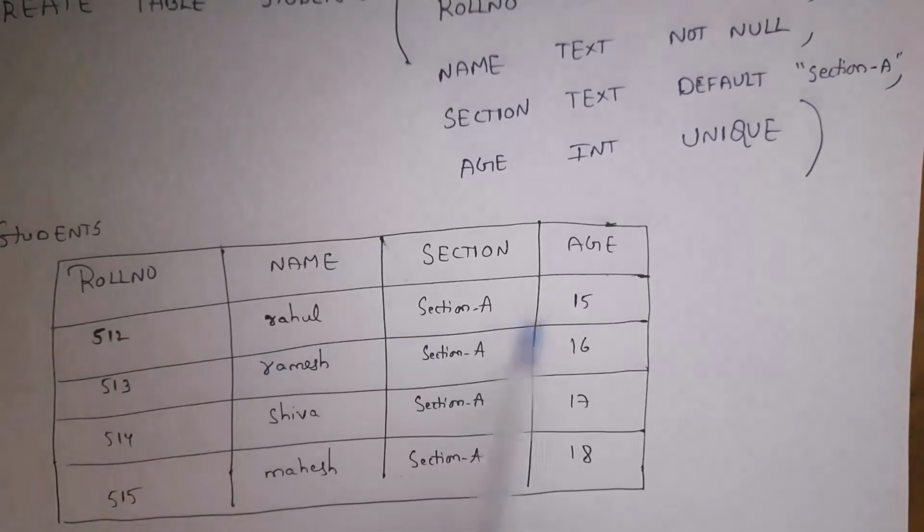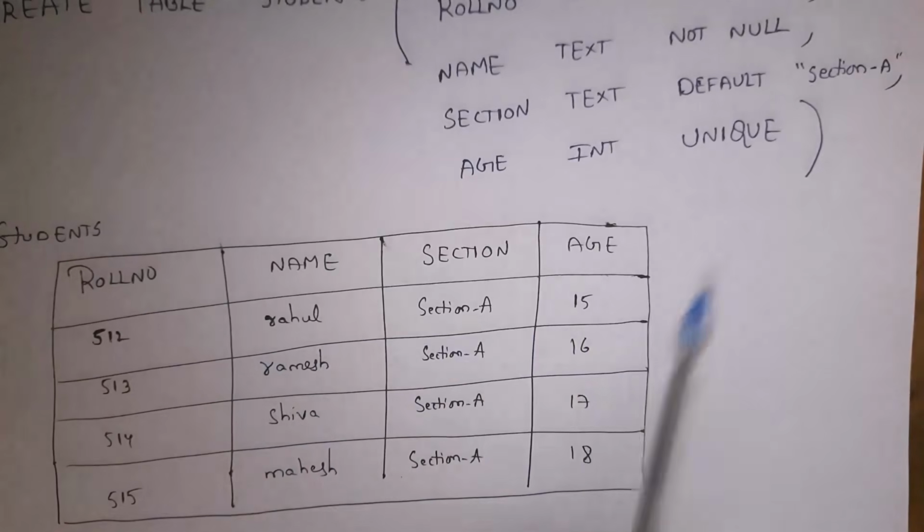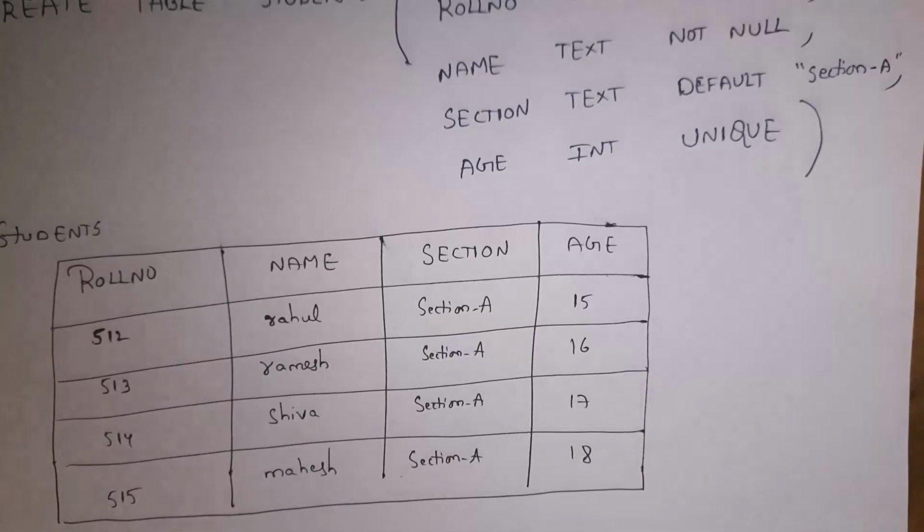So for Rahul I am giving age 15, for Ramesh 16, for Shiva 17, and for Mahesh 18. For example, if I give Rahul age as 15 and similarly Shiva age as 15, it will not accept because I have given here unique. So it will not accept the same values, it will accept only unique values.